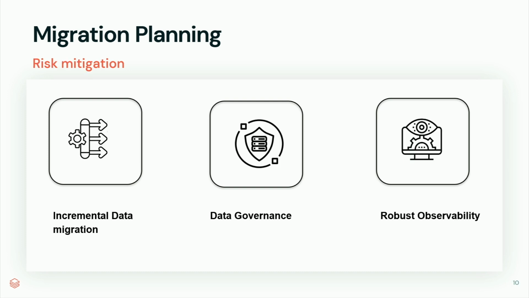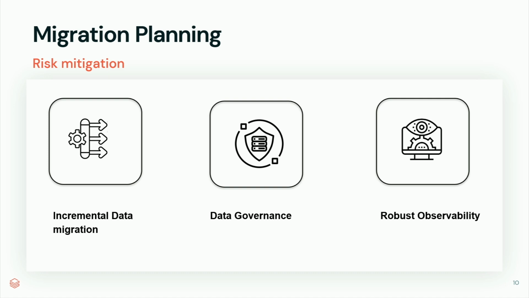Moving on with the migration planning, the next thing was risk mitigation. Every time you do such a massive migration, you have to make sure that the risk is properly mitigated. So during this journey from Snowflake to Databricks, the top priority was clear: we needed to mitigate risk while modernizing this data platform. The migration strategy was built around three core pillars: incremental migration, governance, and observability, each playing a vital role in a smooth, secure transition.